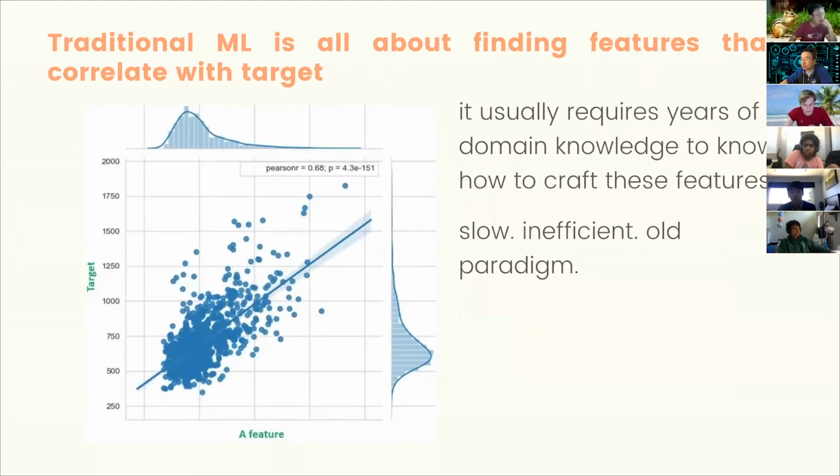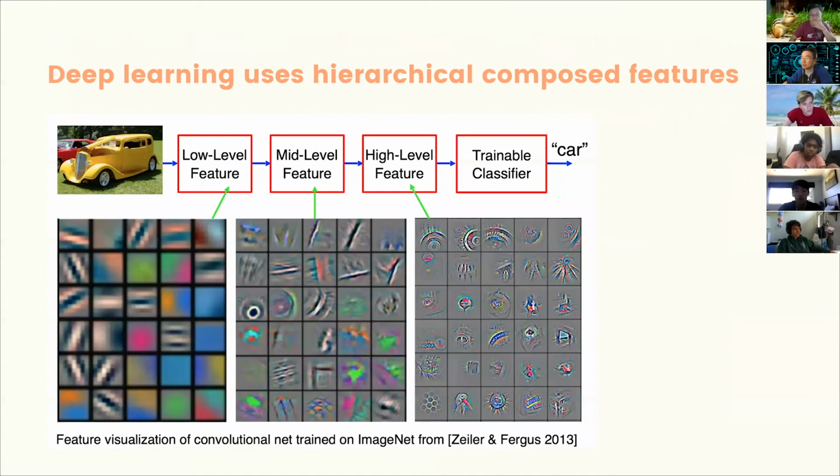So as I said, traditional machine learning is really about finding those features that are correlated with the target, right? It usually requires years of domain knowledge to craft those things. It's really slow, it's inefficient, it's an old paradigm. Although we're gonna try it anyway, okay? Because in terms of deep learning, we also need these correlations. So for example, we are looking at this beautiful, classic car. I don't know what kind of car it is, but it looks pretty cool, right?